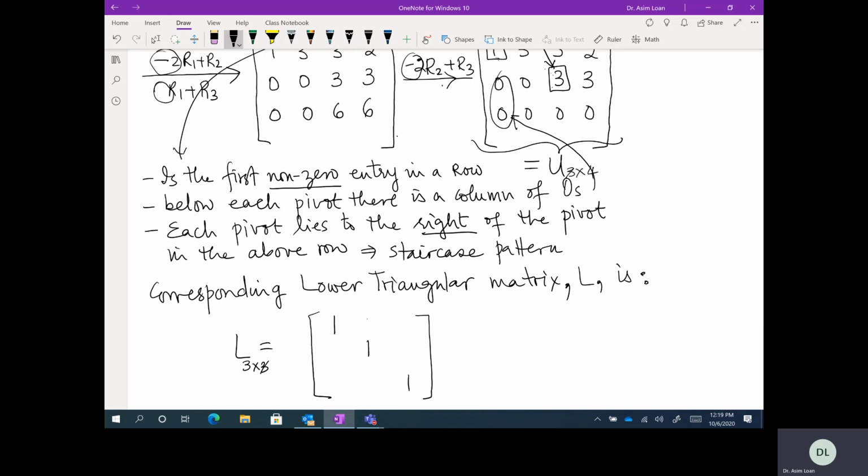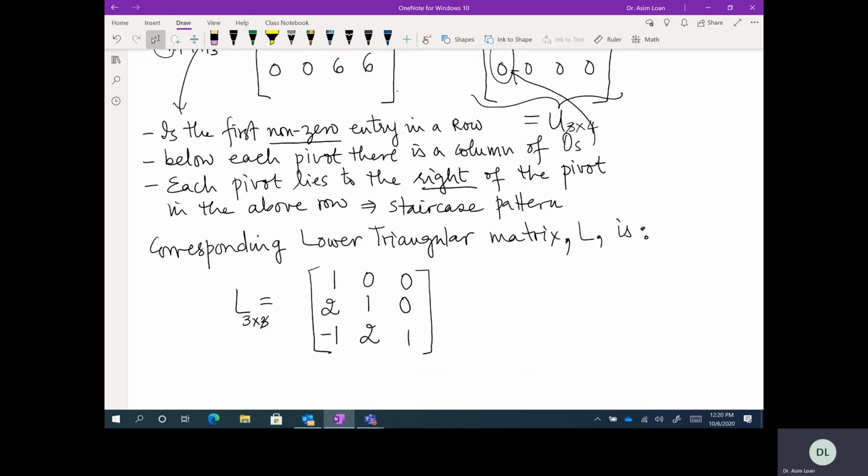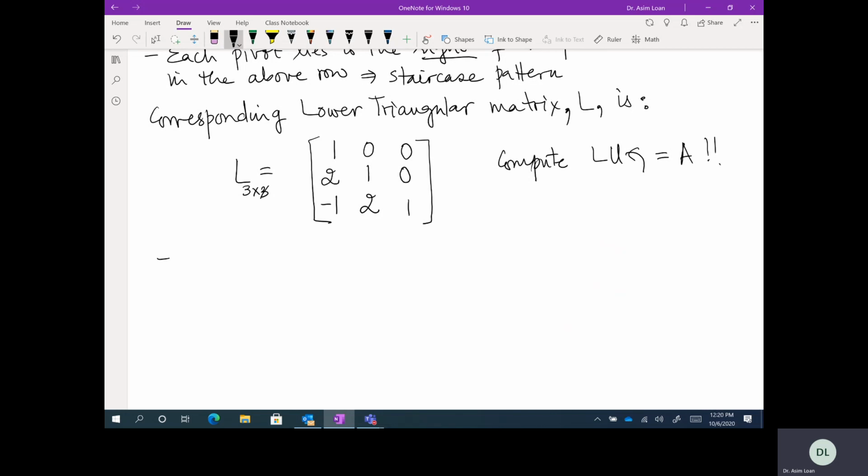So 3 by 3 means it's a lower triangular matrix, so elements above the main diagonal are 0. This is minus 2 row 1, so this will become plus 2. This is minus row 1 for row 3, so this is plus 1. This is minus 2 row 2 for row 3, so this is plus 2. I encourage you to go home and compute L times U, and this should be equal to A. Okay. So in general, however, when a row exchange is required, P times A equals L times U, where P is the permutation matrix.